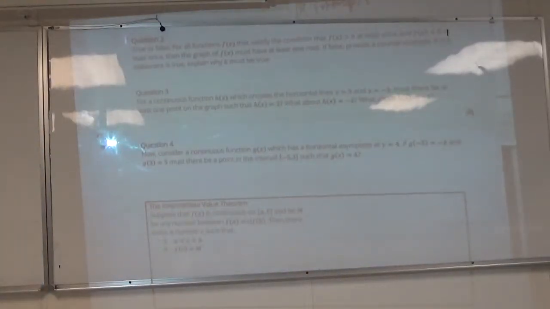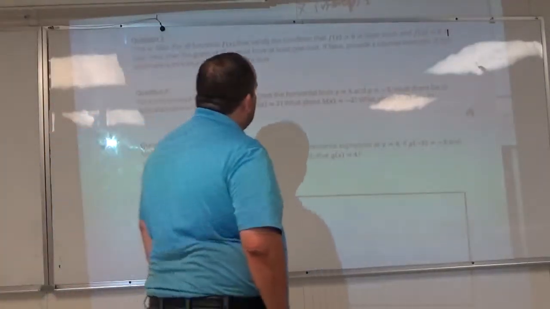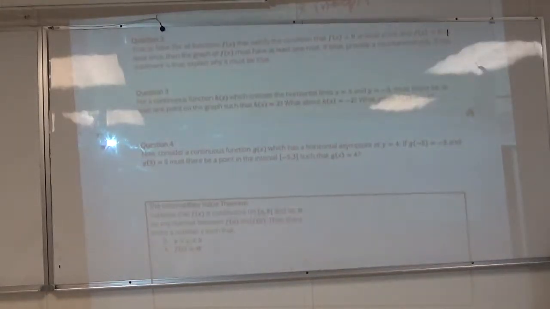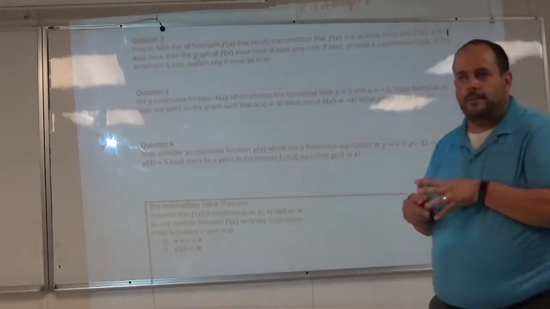Read this question carefully. Too many people think it's the same question. For all functions f of x that satisfy the condition f of x is greater than 0 at least once, and f of x is less than 0 at least once, the graph of f must have at least one root. Okay. Time to commit.